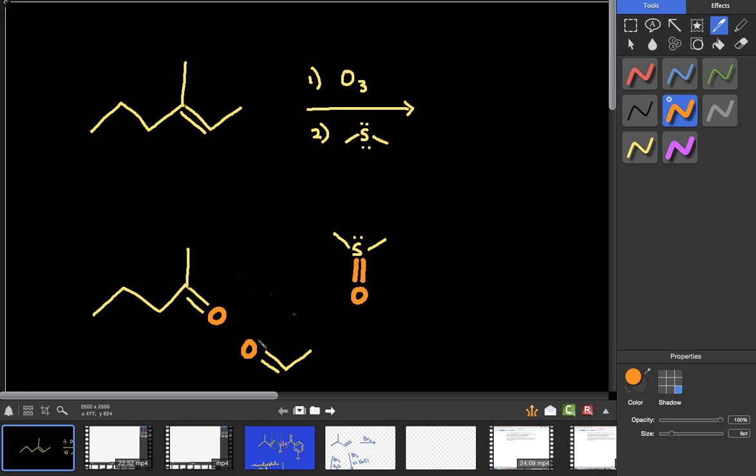Now, if I had these 2 reactants and I were to react them with titanium chloride, this is called the McMurry coupling, I would do the reverse reaction. So the McMurry coupling is the reverse of ozonolysis. So let's take a look at some mechanistic details now.